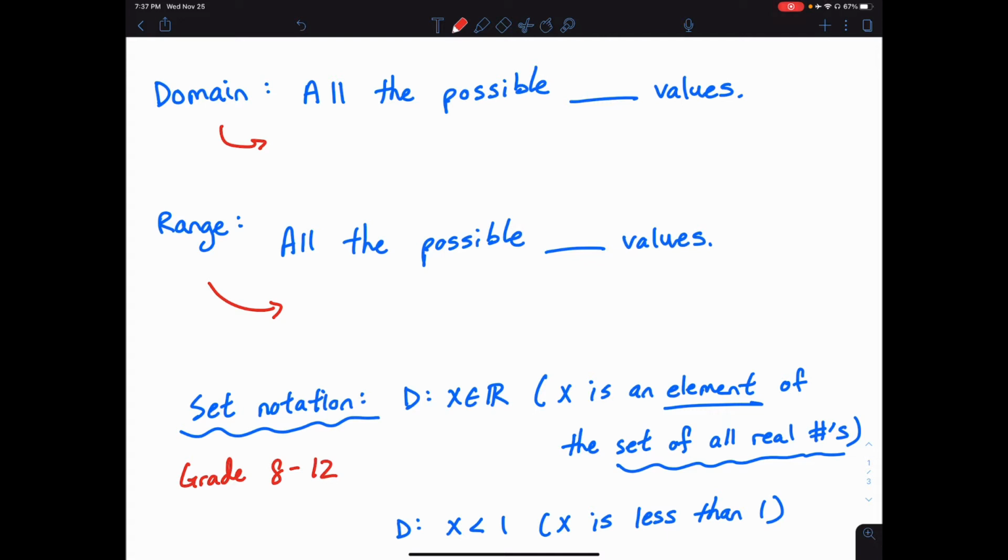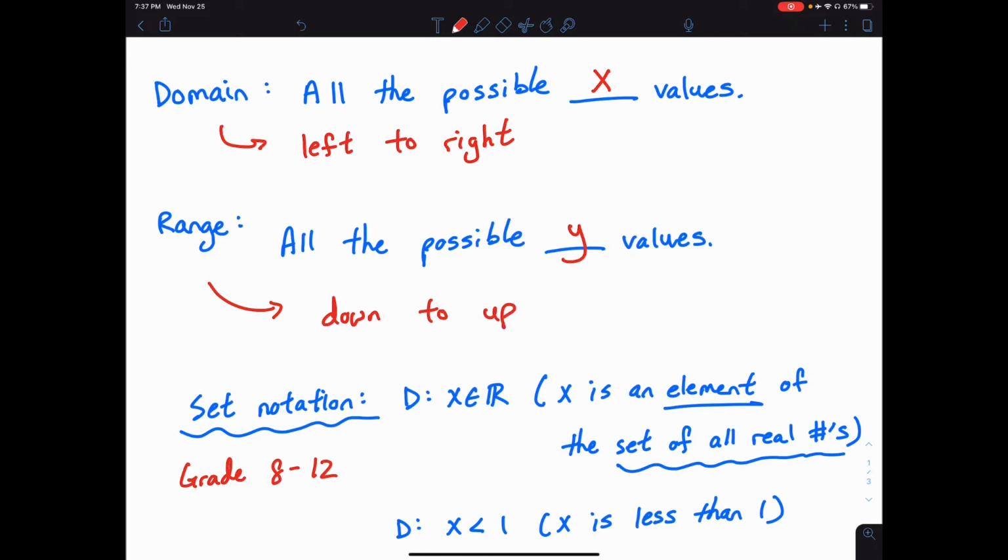So first of all, let's talk about domain. It is known as all the possible x values based off of the graph. And remember, x values go from left to right. Next up, we take a look at range. Range is all the possible y values for the graph. And again, for the y values, we go from down to up.